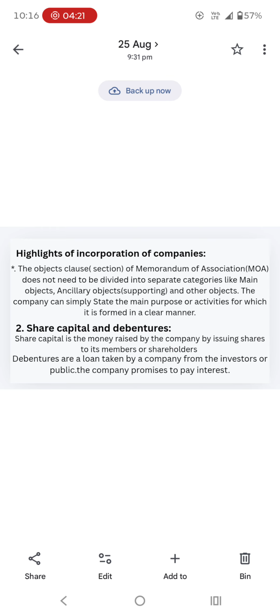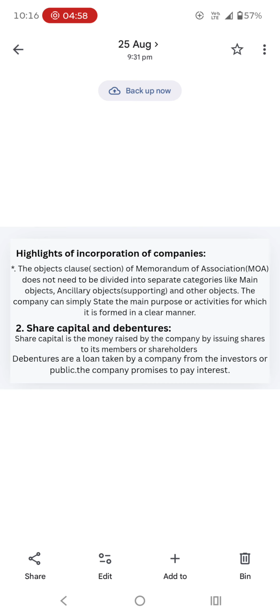Then next, let us see the second point. First one is incorporation of companies, second one is share capital and debentures. Let us see what you mean by share capital and debentures. Share capital is the money raised by the company by issuing shares to its members or shareholders. What are debentures? Debentures are a loan taken by a company from the investors or public.